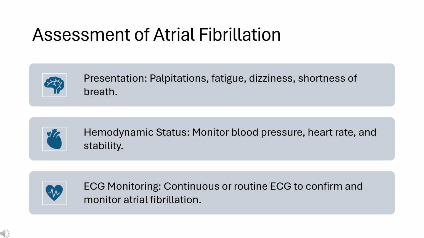Look for the absence of distinct P waves, the presence of fibrillatory waves, and an irregularly irregular ventricular rhythm. Ensure accurate interpretation, as AFib can sometimes be confused with other arrhythmias.